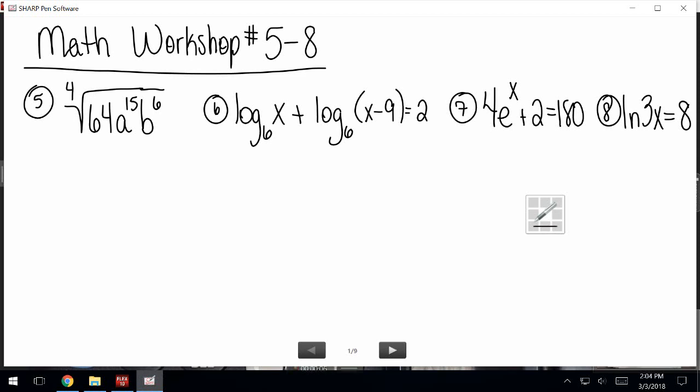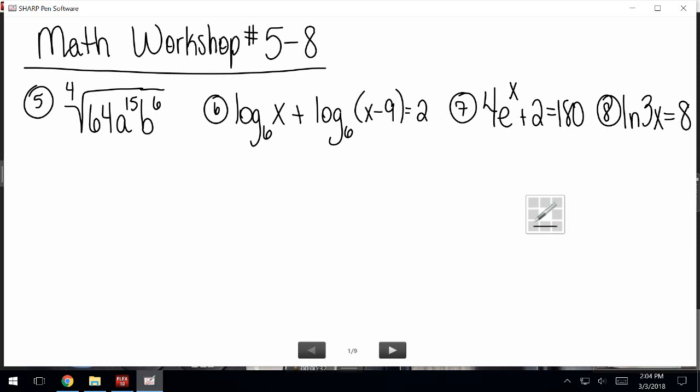We are going to do our math workshop first. We're going to do 5 through 8 today. Go ahead and make sure you've got a calculator, make sure it works, make sure you have a math workshop, and make sure you got a pencil, okay? I'll give y'all just a second to get everything ready. Alright, if y'all need more time, y'all know what to do. Just pause the video and we'll go from there, okay?